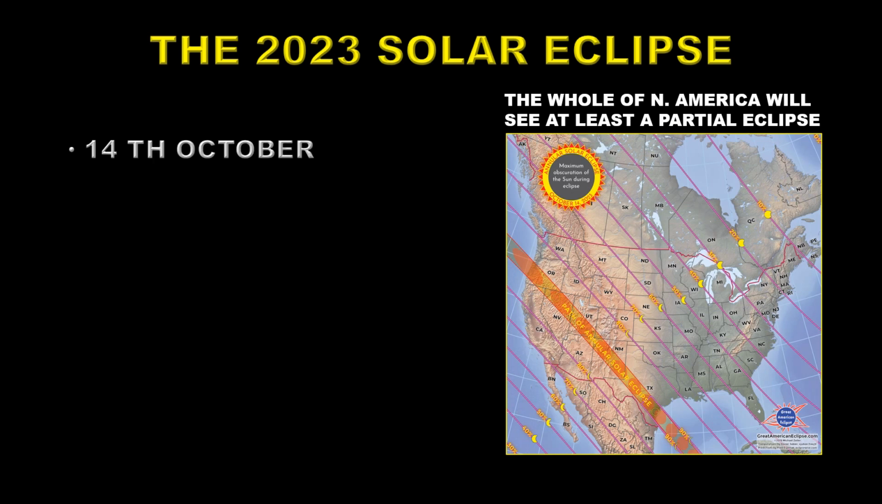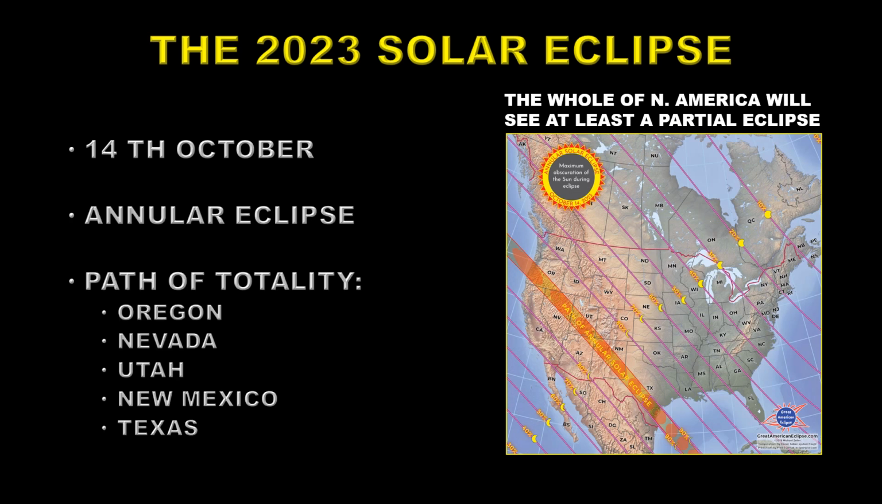As I said, it's going to happen on the 14th of October of this year. It's an annular eclipse, as I've explained. And the path of totality starts off in Oregon, goes through Nevada, Utah, New Mexico, and Texas. It clips a little bit of California and a little bit of Arizona, but apart from that, that's really the main part of the eclipse. And as I said, every part of the United States will at least see a partial eclipse.